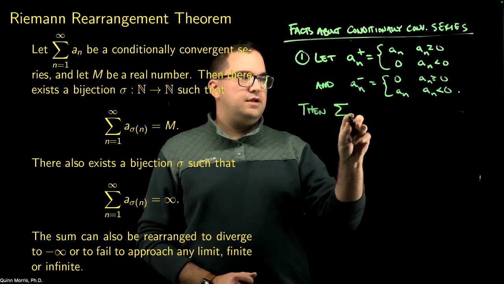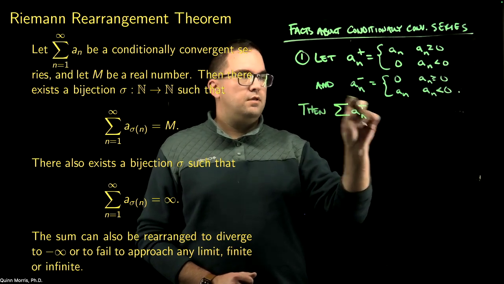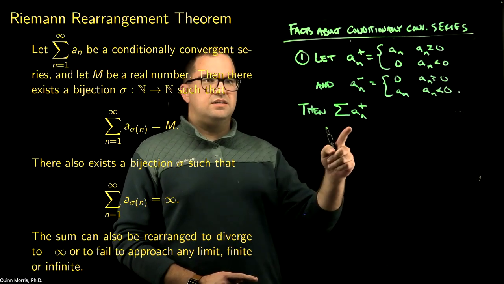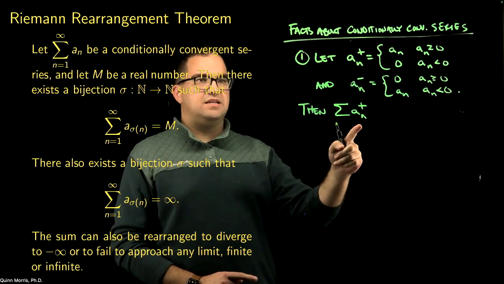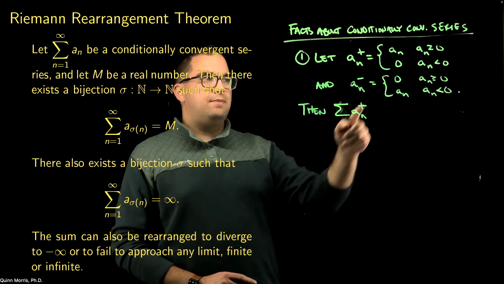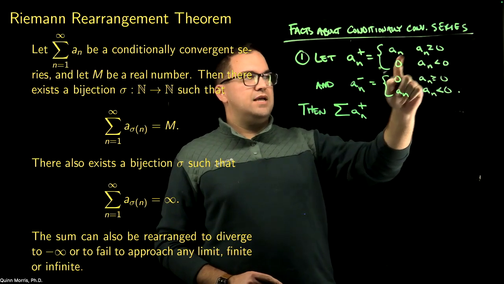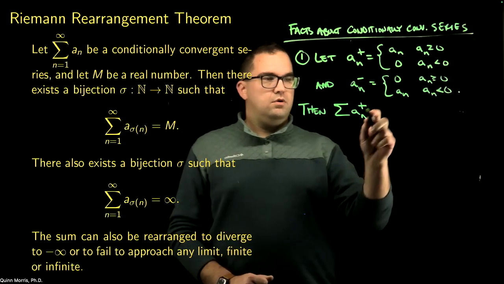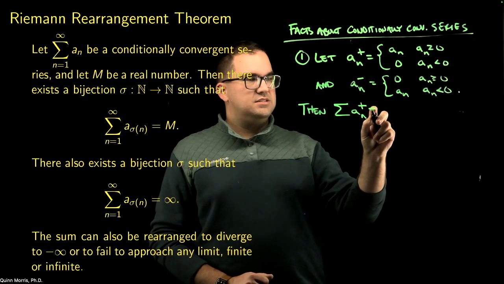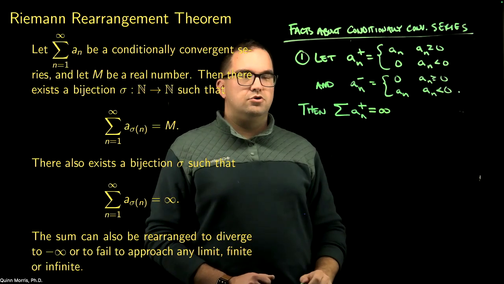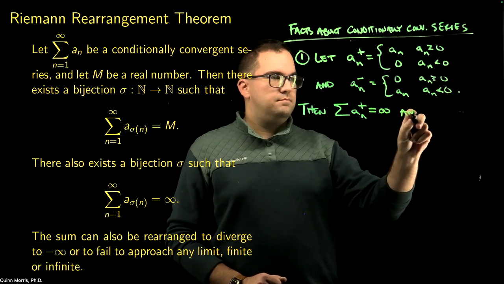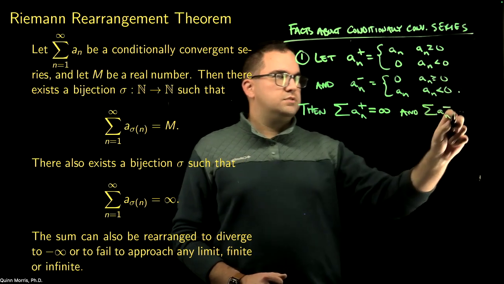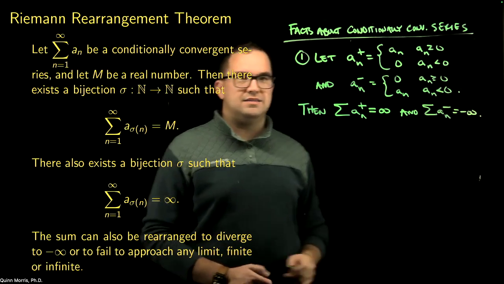So then if we look at the series, let's think about this series for a second. This is the series that contains only the positive terms. Basically, what it's done is it's kept all the positive terms and it's turned all the negative terms into zeros. And so what you get here is that this sum diverges to positive infinity. And if you look at the negative terms, that series diverges to minus infinity.